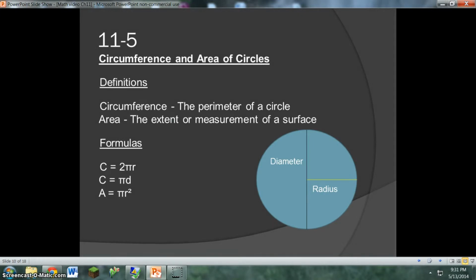11.5 Circumference and areas of circles. The circumference of a circle is the perimeter around the circle. The formula is 2 pi r. The area formula is pi r squared.